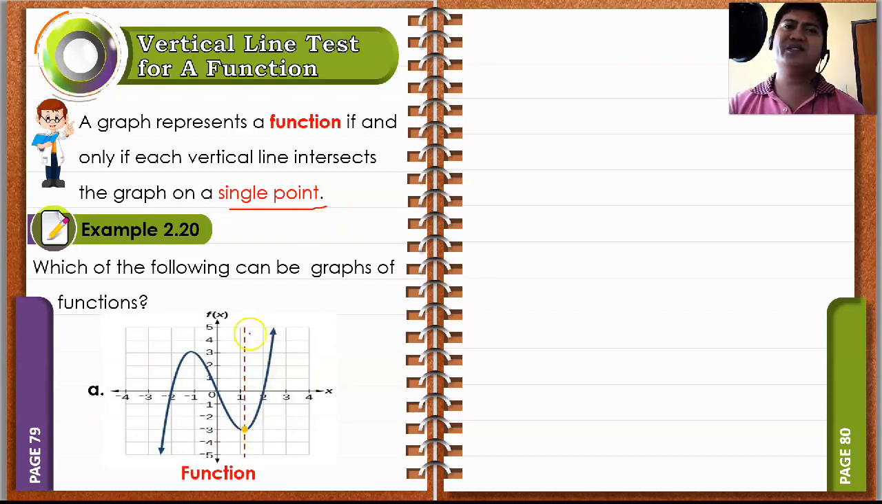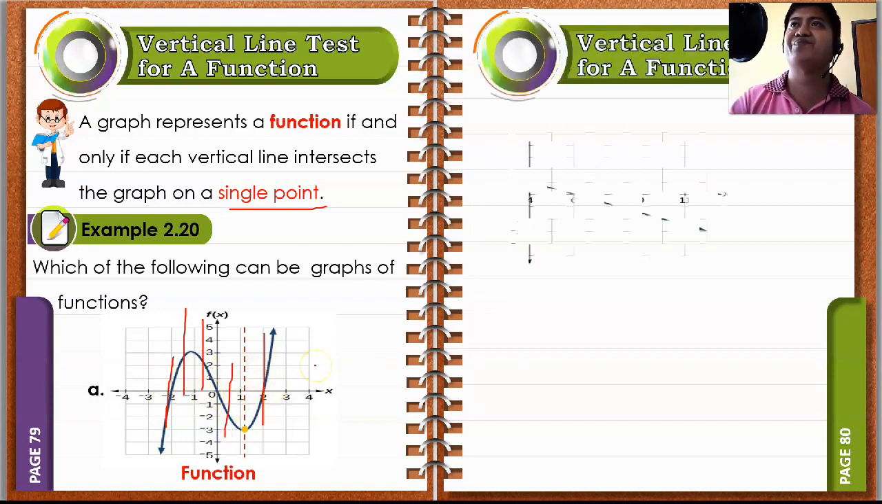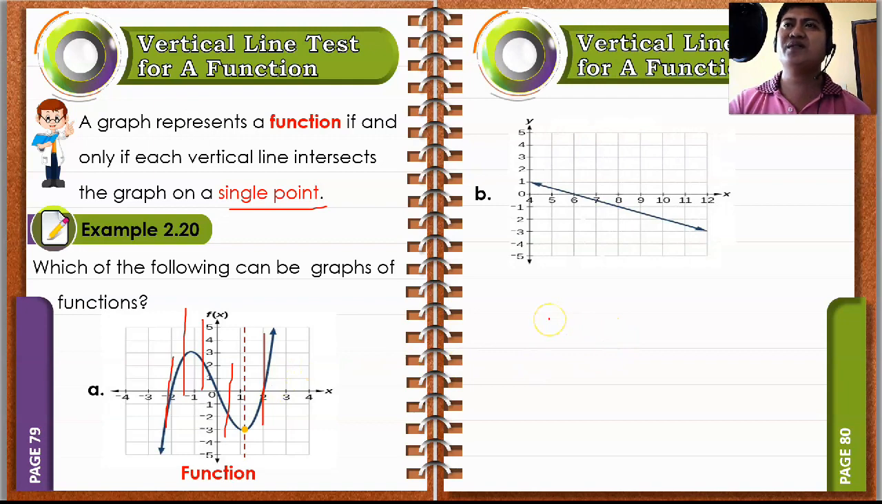Using the vertical line test, we only intersect one point. Wherever we draw the line, we intersect the graph at only one point. So therefore, this graph is a function. Letter B is also a function, because if we try to draw a vertical line, we have an intersection only at one point.